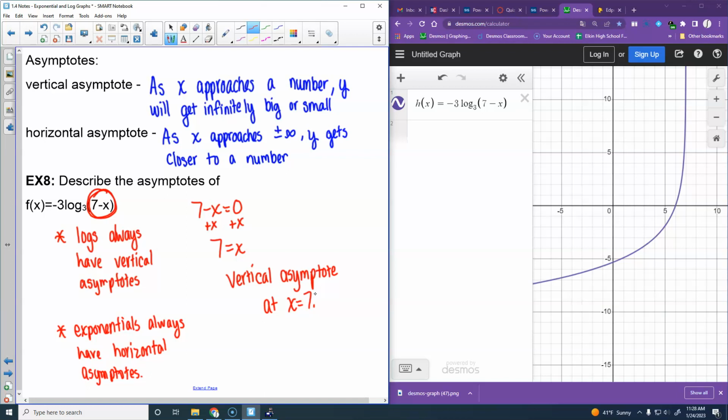Remember, x equals a number is going to be a vertical line. Y equals a number is a horizontal line. It's easy to mix those up because it's opposite of the axes.